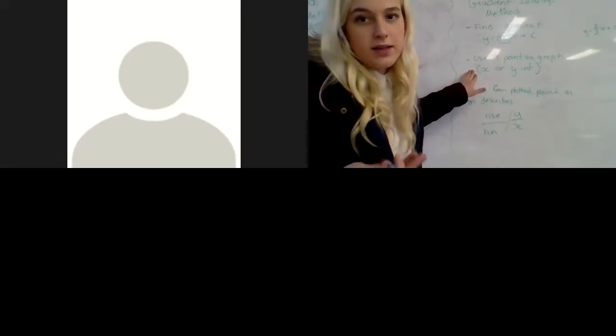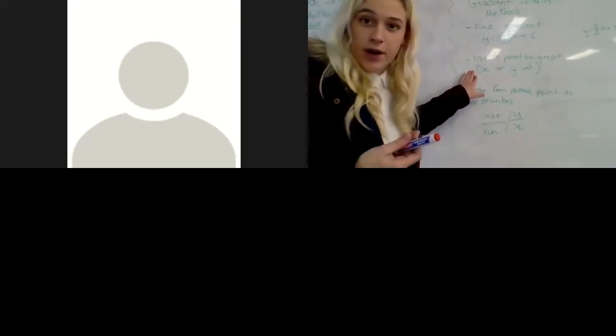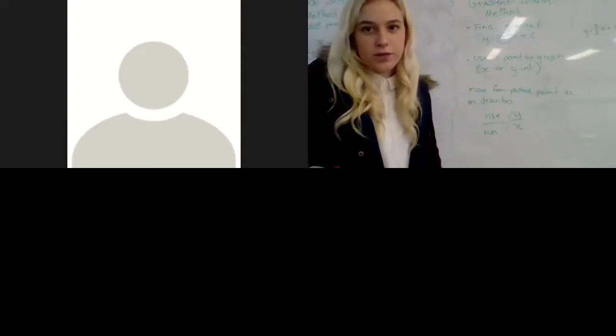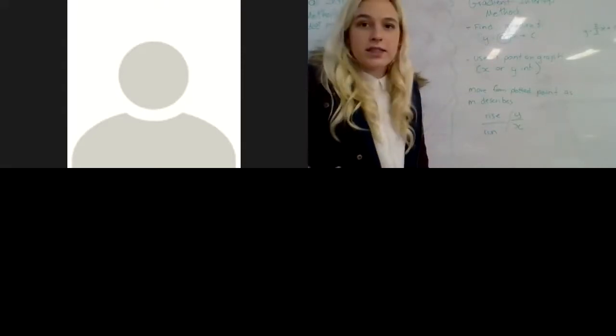It's obviously going to be the m from our function, right? Okay? And then we use one point on the graph, either the x or the y intercept, or any other point that we know of on the graph. And once we have that point, we can move from that point in the way that the gradient wants to move.